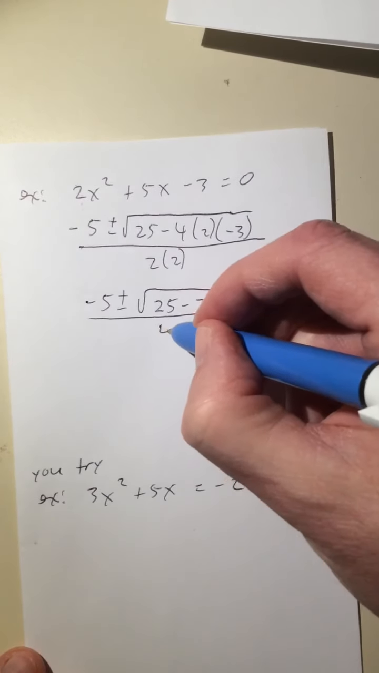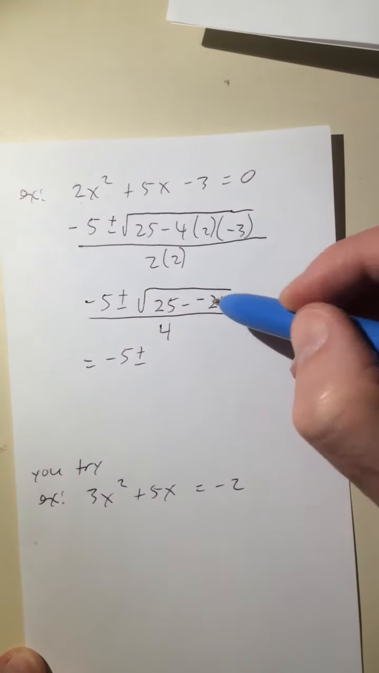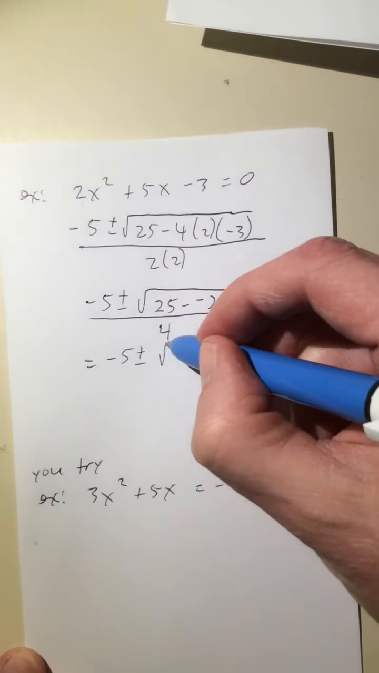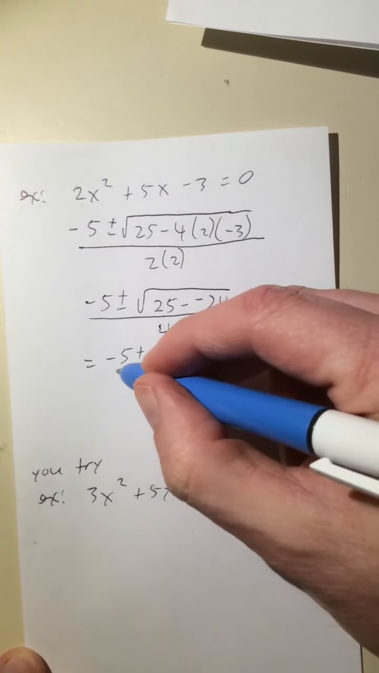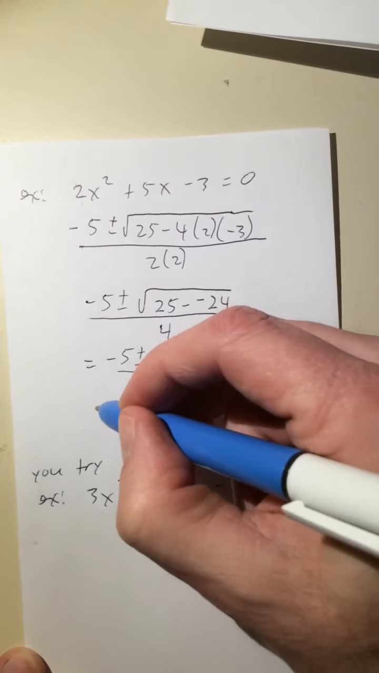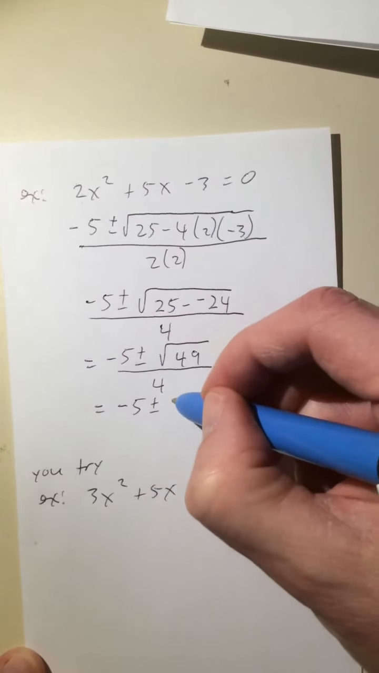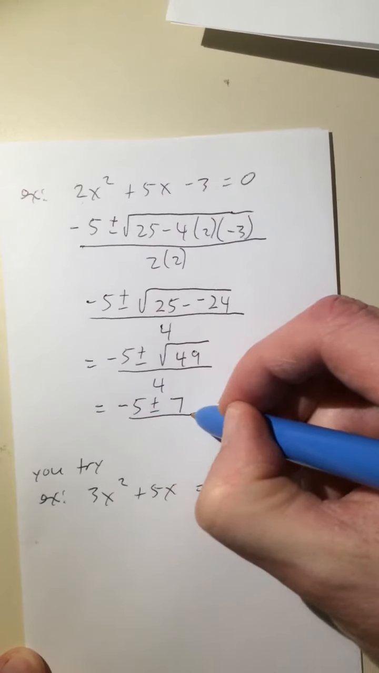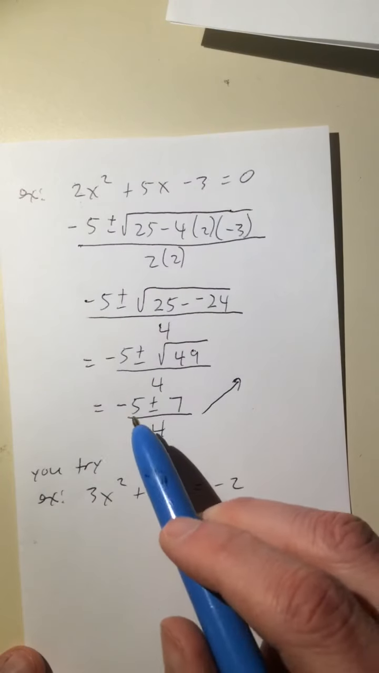over 4. And we have -5 plus or minus. Well, subtracting a negative, of course, we know is like adding a positive. So 25 and 24 makes 49 over 4. And we have -5 plus or minus the square root of 49, which of course is 7. Divide by 4.